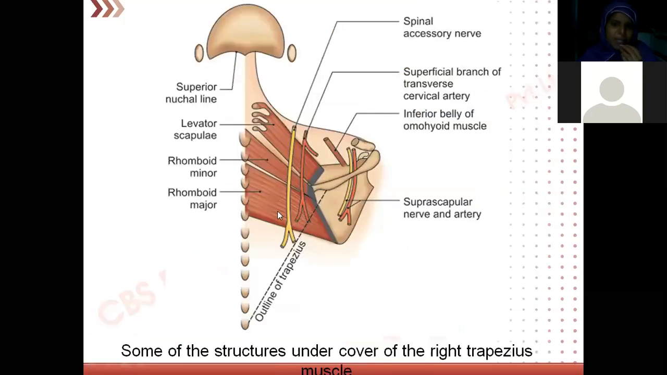So now see here, once you remove the trapezius, you are able to see these three muscles. What are those? Levator scapulae, rhomboid minor, rhomboid major. So here we have studied brachial plexus in much detail. Just now Hansraj told us spinal accessory nerve is the nerve which is supplying the trapezius.